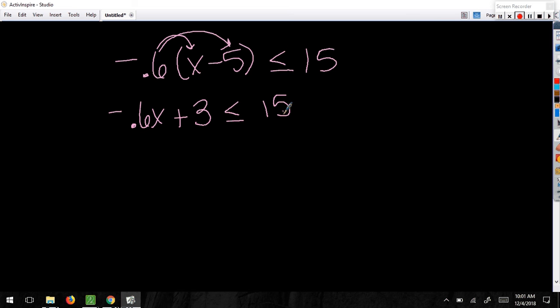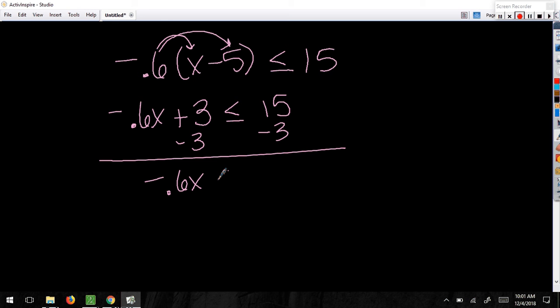All right, how do I solve this? What do I do first? You don't have to put it on there. 3.0 is the same thing as 3. What should I do first? Subtract 3. All right, I got negative 0.6x is less than or equal to 12.